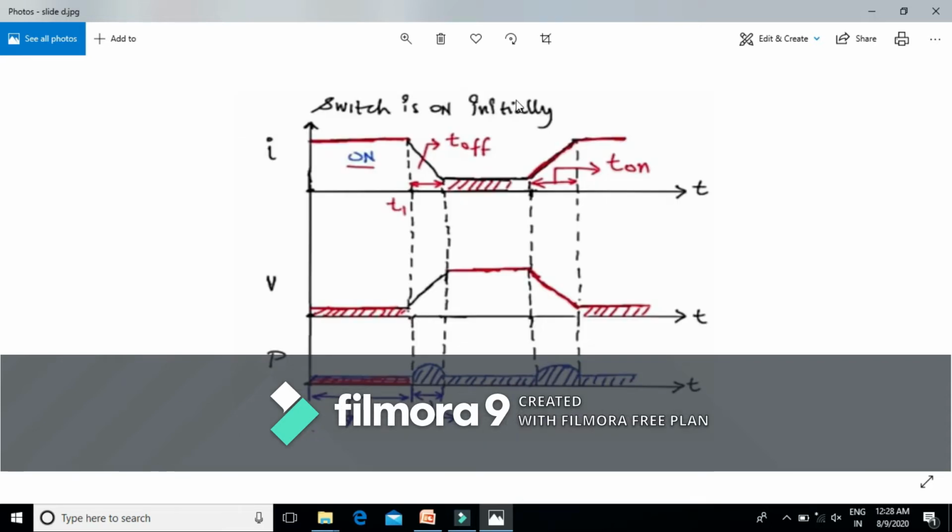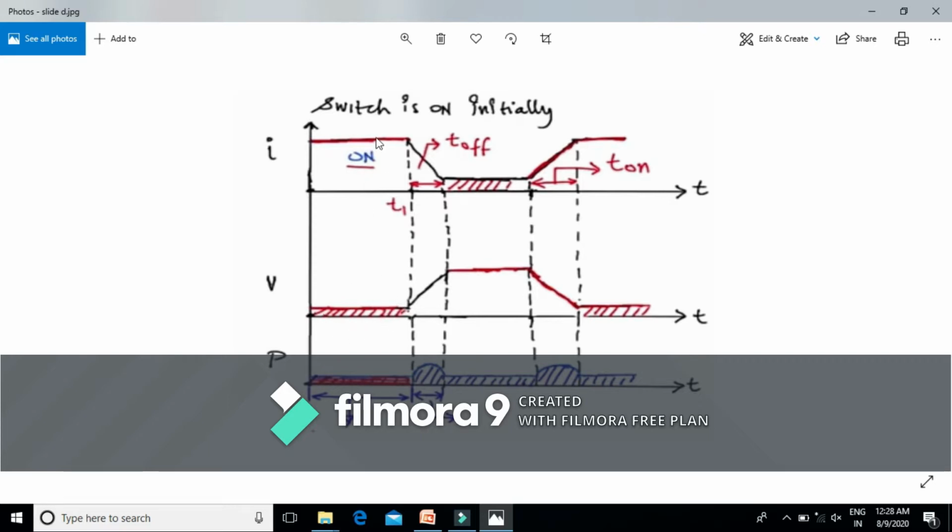Now let's explain this graph. If the switch is turned initially on, that means during the practical case, then there will be some finite value of current during the on period, and similarly the voltage across this period will not be equal to zero, but it will be some finite value across this on period.